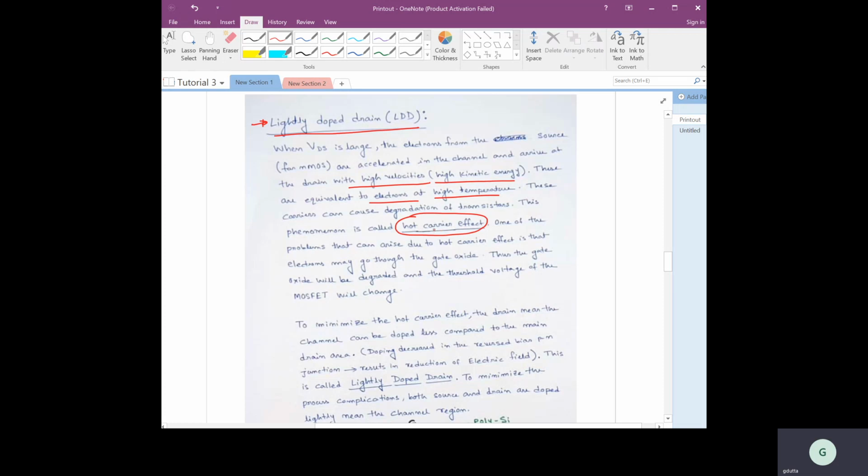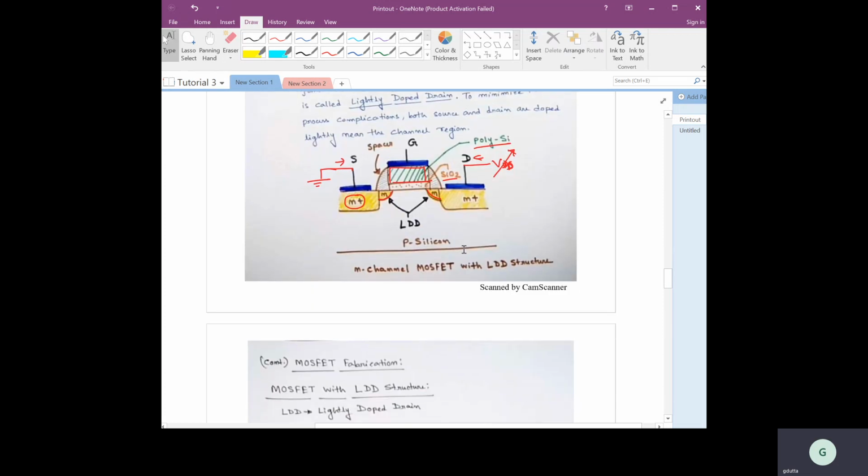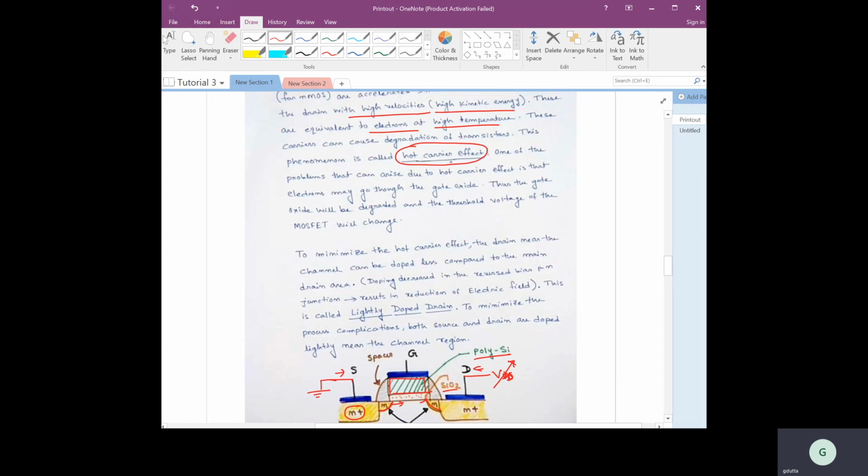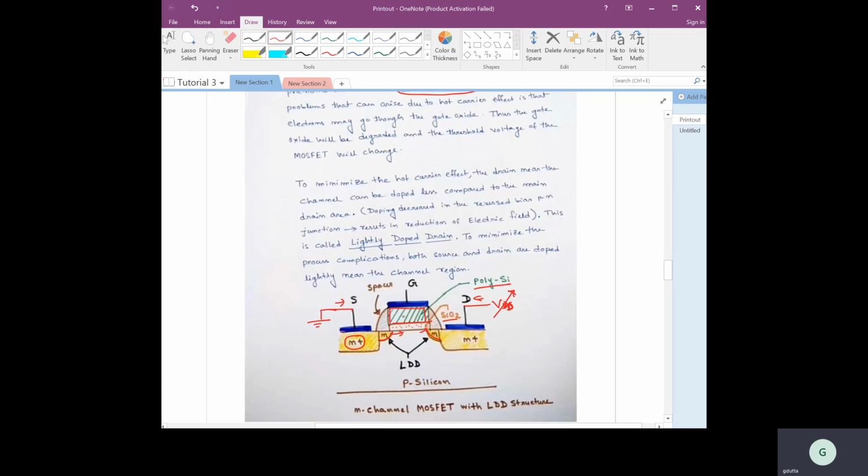Right? And as their velocity is quite high, what can happen when they are coming from the source and traveling towards the drain side? It can actually penetrate or get trapped into this oxide. And during that process, it can shift the threshold voltage of this MOSFET. You understand my point? So this is called the hot carrier effect or hot electron effect for NMOS. So to prevent that, this particular design has been utilized.